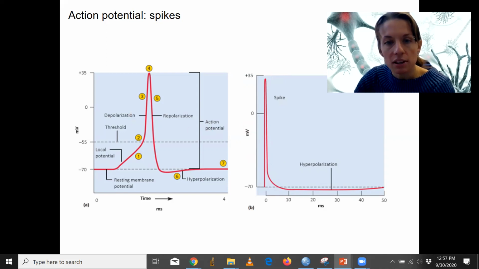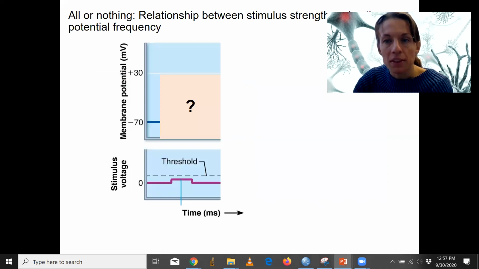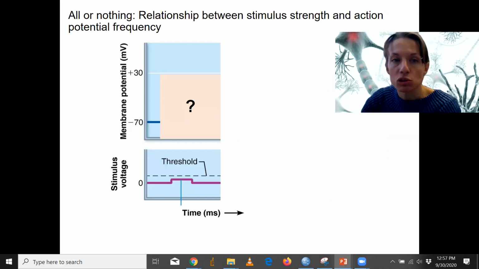However, what I want to do here is now have you think about what this means for stimulus strength. Stimulus strength, when you're talking about a graded potential, is going to change the amount of depolarization or hyperpolarization. Since action potentials are all or nothing, the action potential size cannot change. So let's look at this example here.